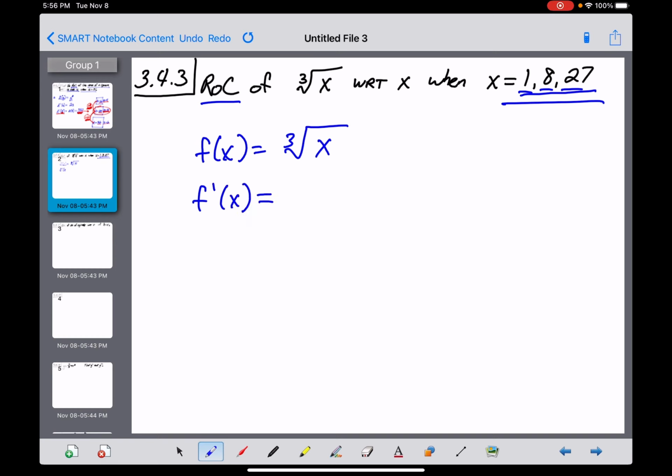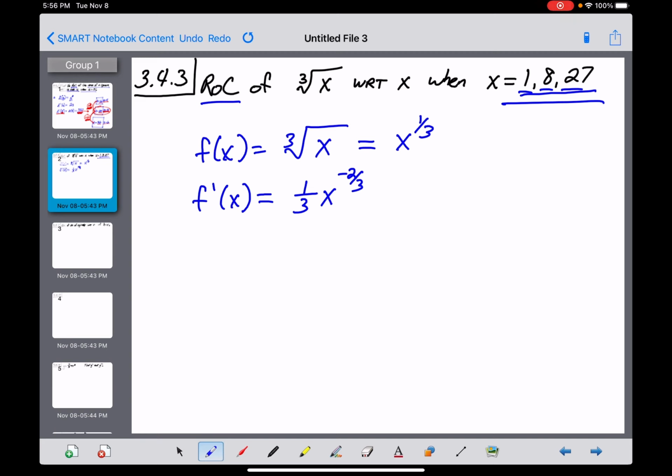f prime of x. And to do this, everybody, I'm going to go back up and rewrite the original function, not with a radical, which isn't that helpful when I'm trying to differentiate, but rather with a fractional exponent. The original function is x to the 1/3. And now we can just invoke the power rule. Its derivative then is going to be 1/3 times x, and the power would be 1/3 minus 1, which is a negative 2/3. So that's how we would find that derivative.